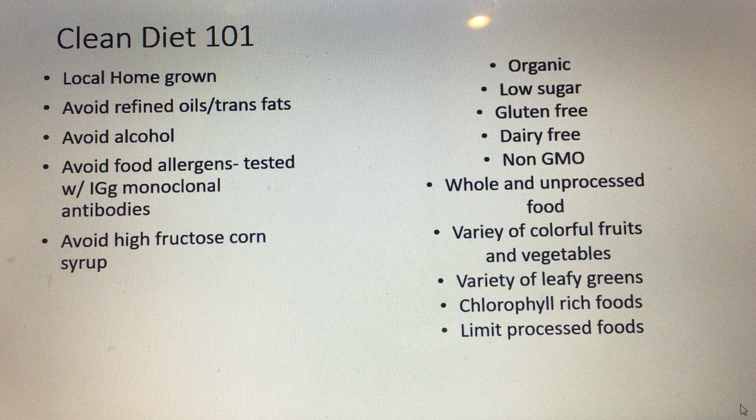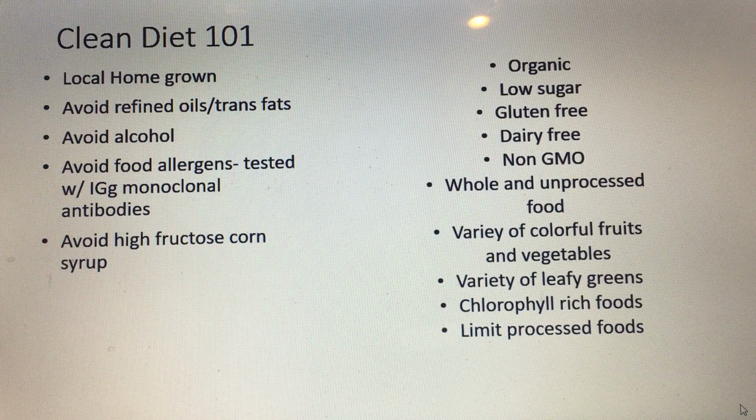Okay, clean diet 101. Left side, good things. Local, homegrown, avoid refined oils and trans fats, avoid alcohol. We can do food testing and we can find out which foods you're allergic to, and so you should avoid those foods. Avoid high fructose corn syrup.